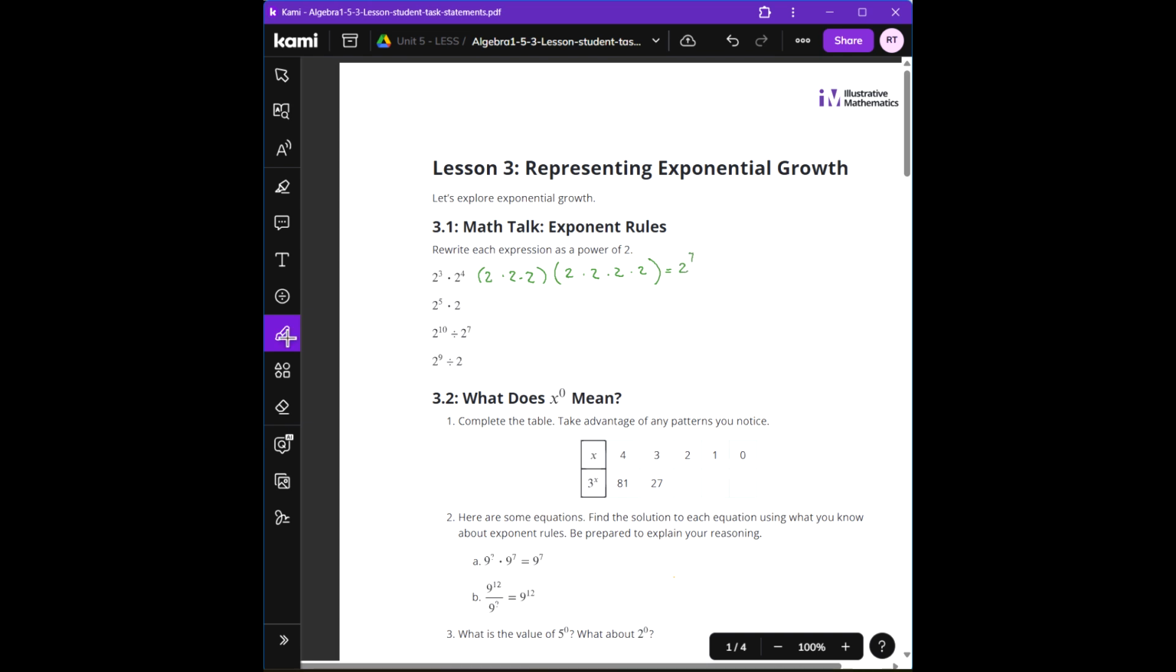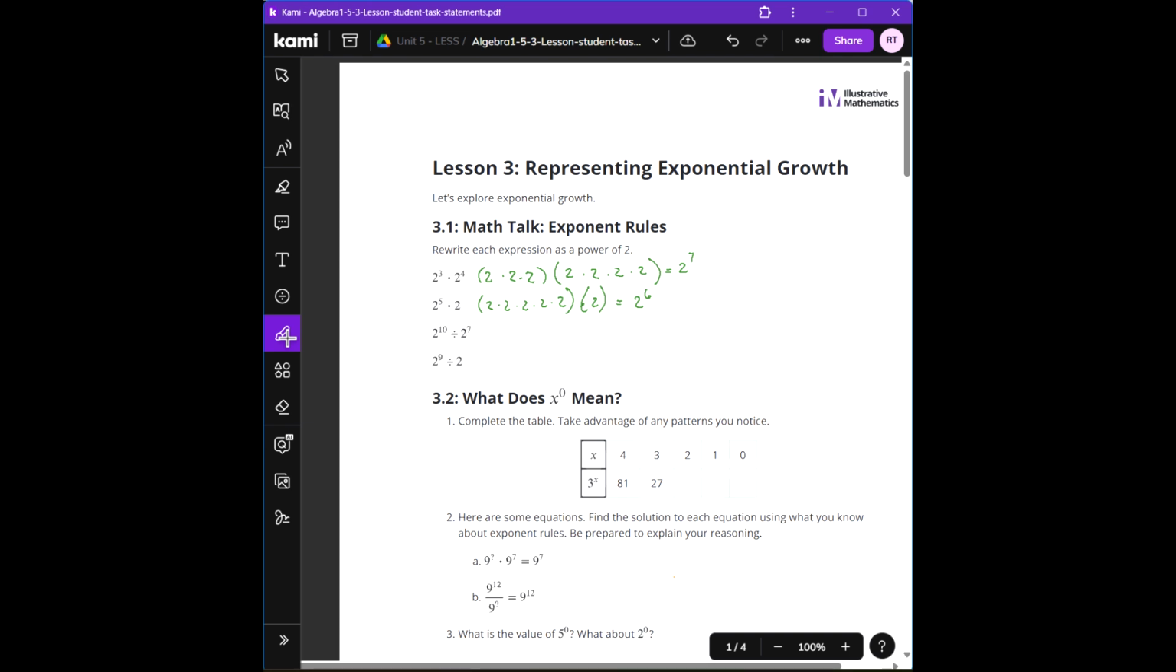And so what we can see, let's do one more first. So this is going to be 2 times 2 times 2 times 2, and then times our 2. Let's count up our 2's. 1, 2, 3, 4, 5, 6. So this is going to be 2 to the 6th.